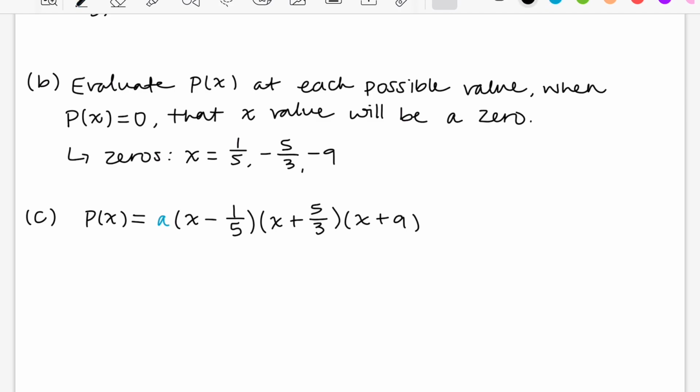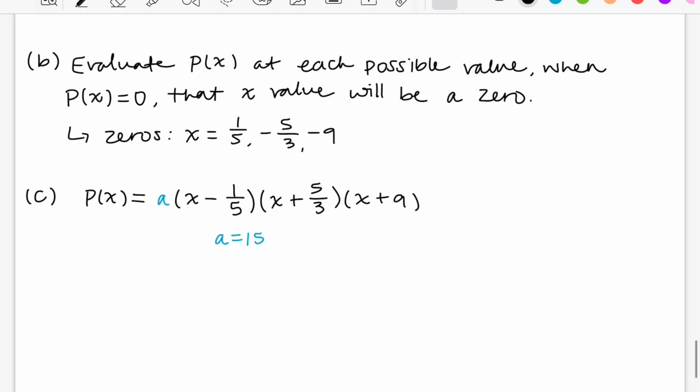In doing so, we can let a be equal to our leading coefficient, 15. And so our polynomial function becomes 15 times x minus 1 over 5 times x plus 5 over 3 times x plus 9.